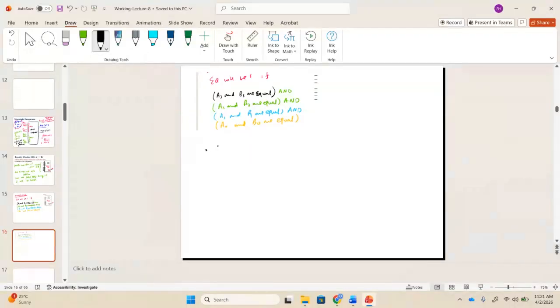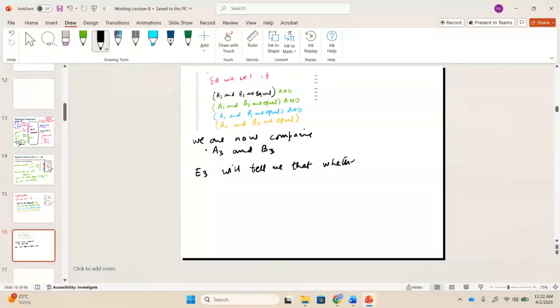So okay, now can you see? Now we are comparing A3 and B3. So if you are comparing A3 and B3, we define some output E3. E3 will now tell me whether A3 and B3 are equal.